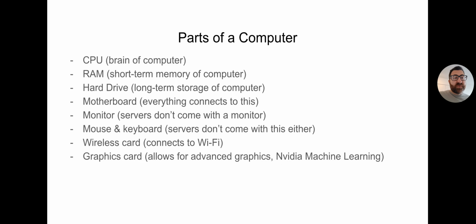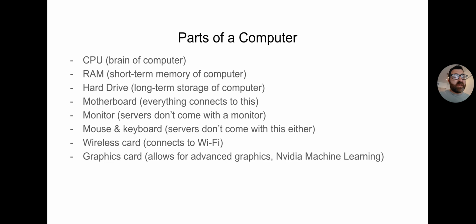The RAM gets wiped every time the computer is turned off. The hard drive does not get wiped every time the computer gets turned off. So the hard drive is for lasting storage. Then there's the motherboard, which the CPU, the RAM, and the hard drive all connect to. We'll get to a video right after this where it shows you all the parts with pictures.